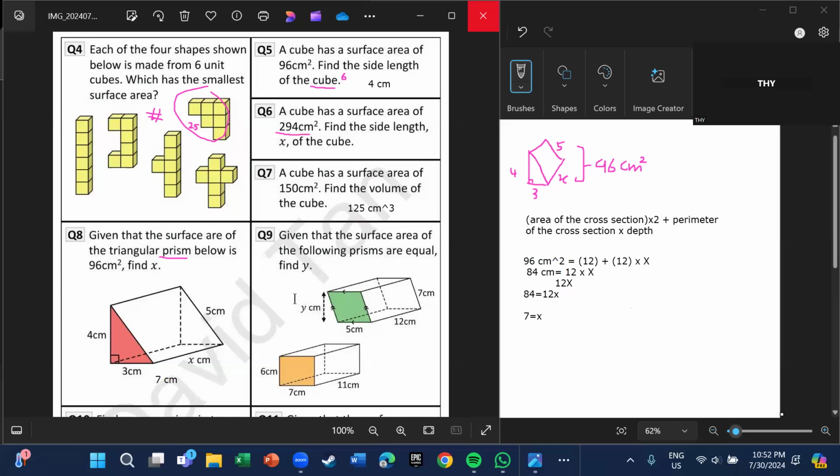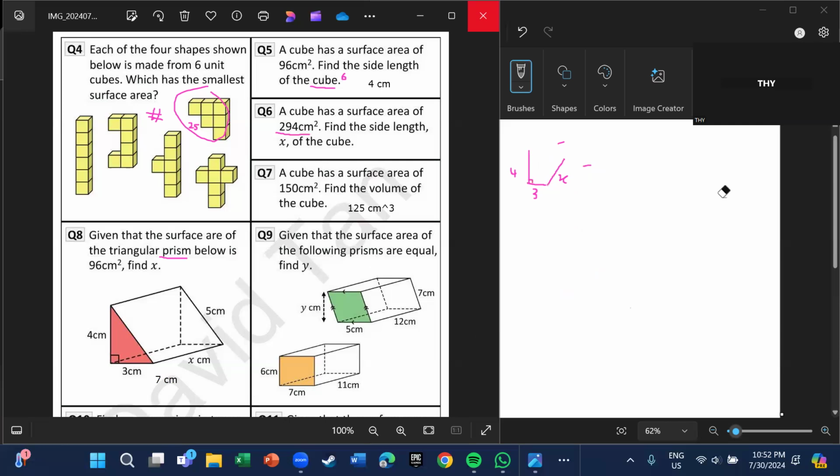Okay, question 9. This is quite difficult to do. So we're still going to keep this formula. It's a really handy one in case you forget everything during the exam. Second one. It is said that the surface area of the following prisms are equal. So now we're going to find y, which is the height here of, well, I'm assuming it's a rhombus.